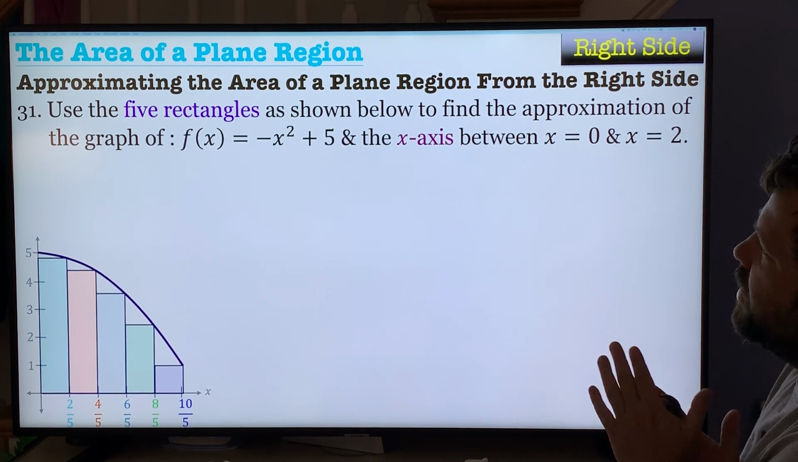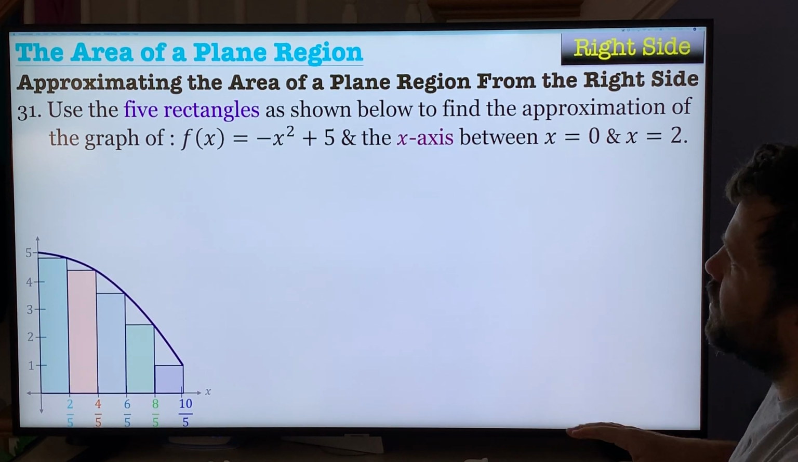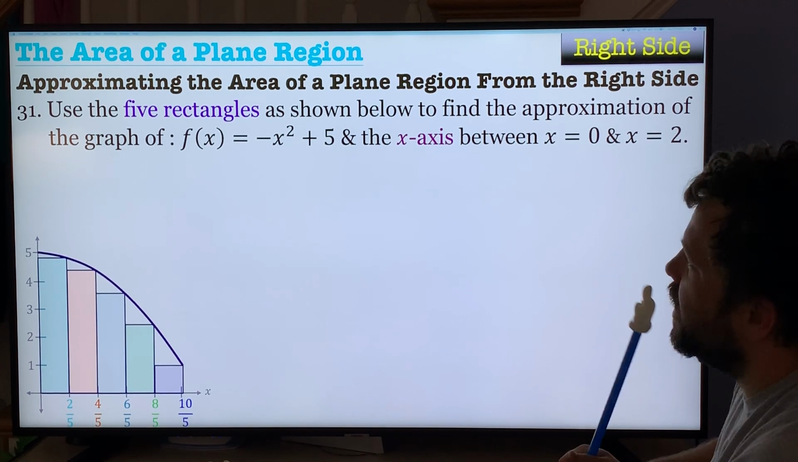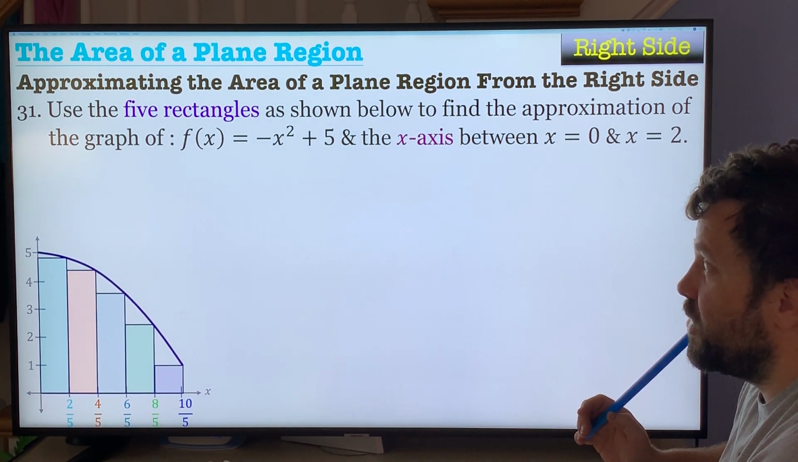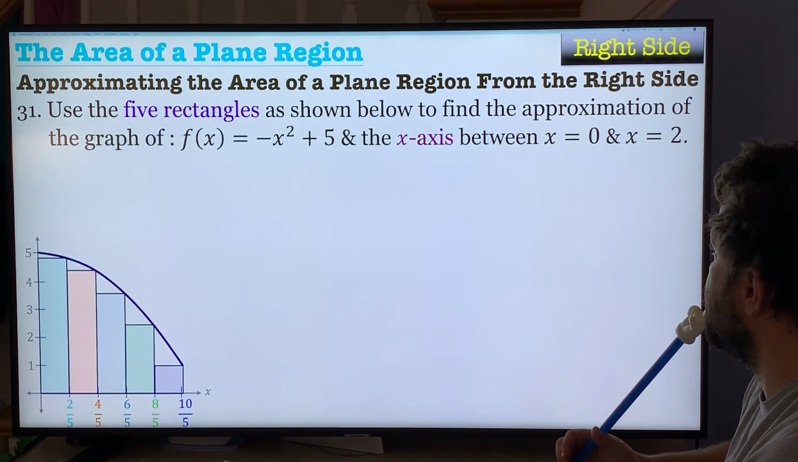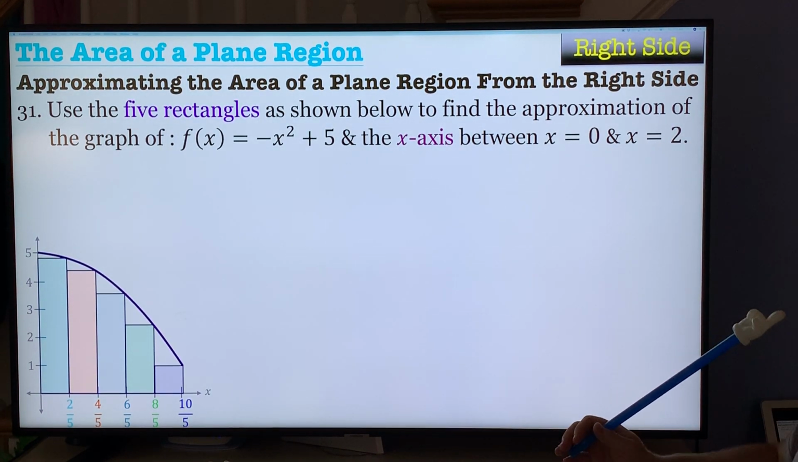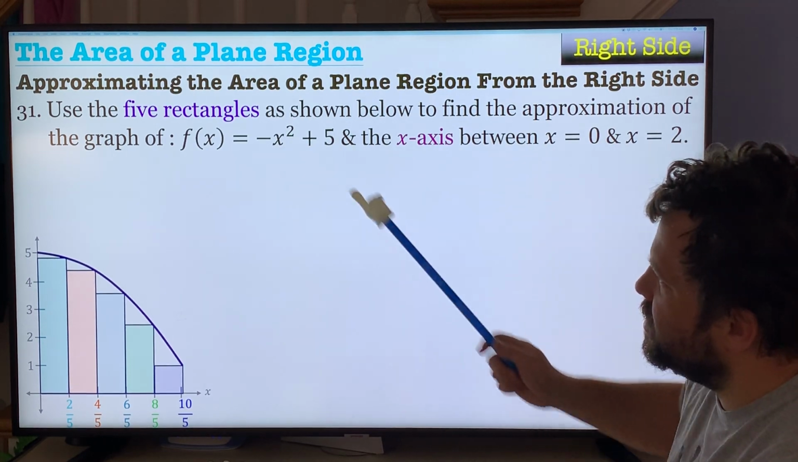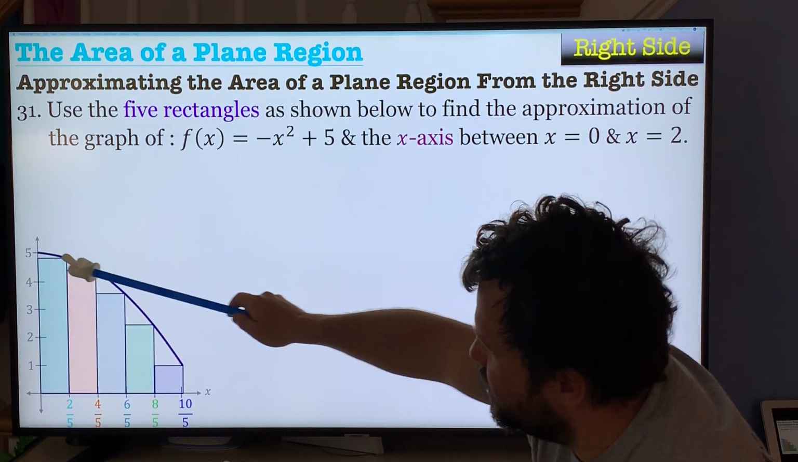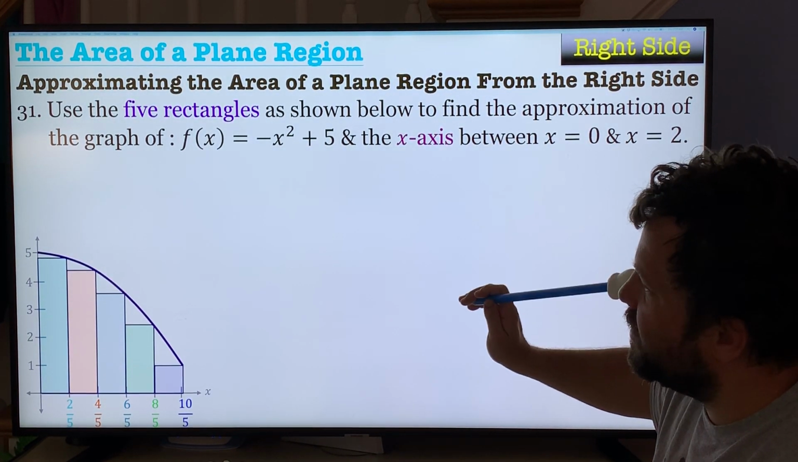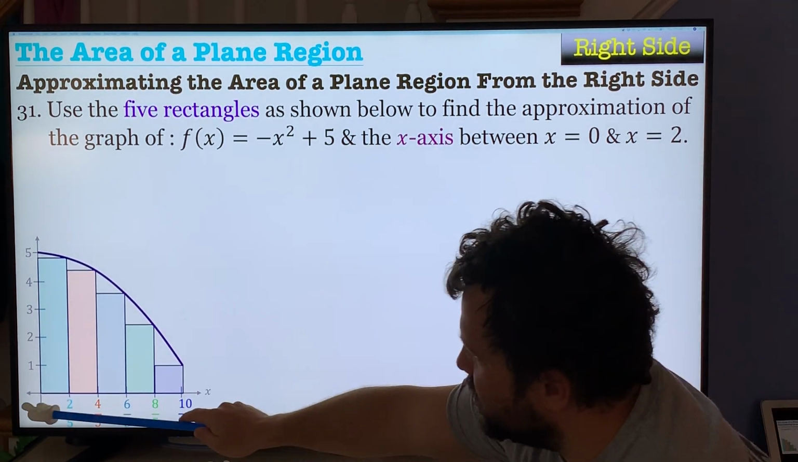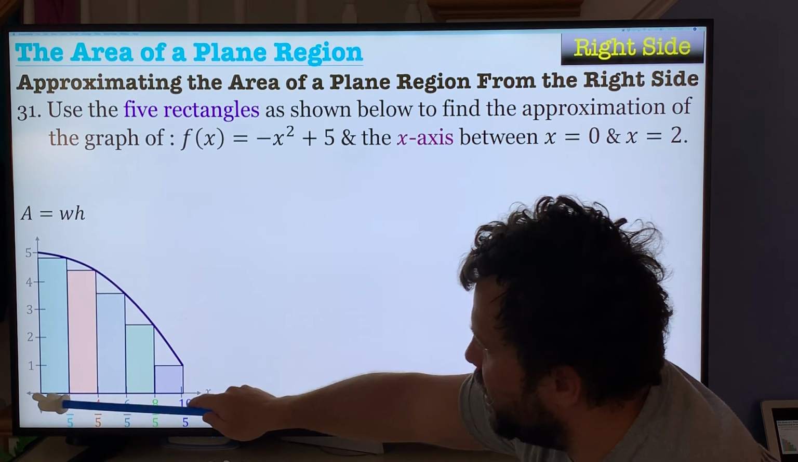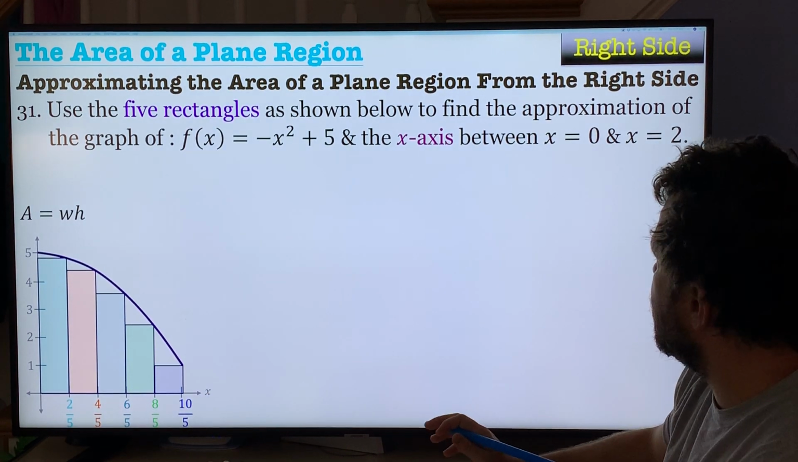Approximate the area of a plane region from the right side. We're going to use 5 rectangles below to show the approximation of the graph f of x equals x squared plus 5 and the x-axis between x equals 0 and x equals 2. That says a lot of stuff, so here's what you need to know. This right here is the blue graph, and you want to find the area between this blue graph and the x-axis, this axis right down here.